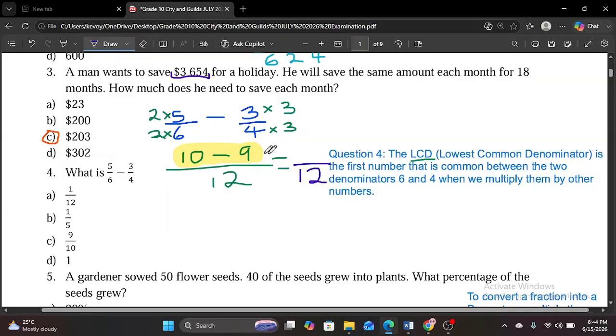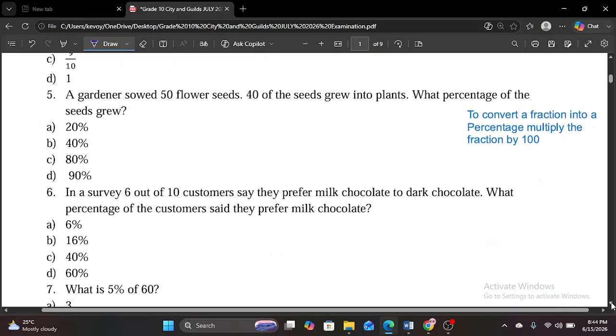over. So I'm going to subtract now. So it's 9 from 10. I'm going to be left with 1. So my answer is going to be equal to 1 over 12. So that's A right there. So moving on to question 5.